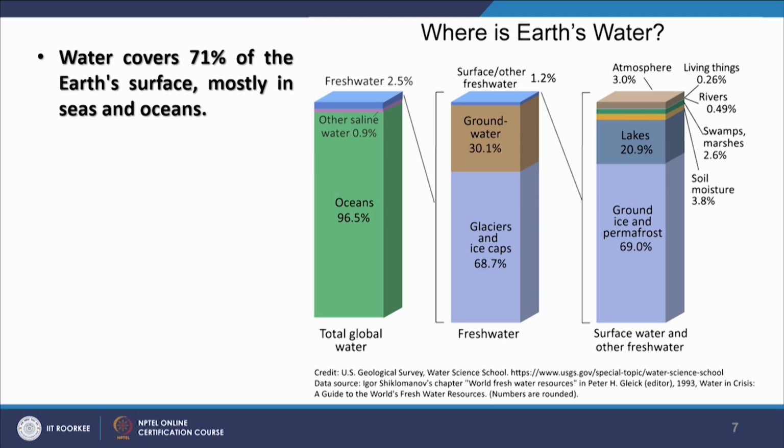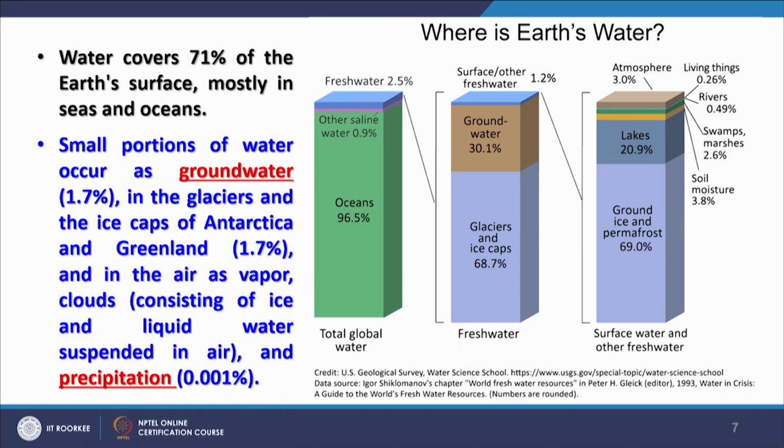So, as I have just said, water covers 71% of the earth's surface, and that is mostly in seas and oceans, and only a tiny portion of water occurs as groundwater, which is just 1.7%. The rest is water in the form of glaciers, and a large part is located as ice and glaciers in Antarctica or Greenland. So we cannot directly use that as fresh water anyway.